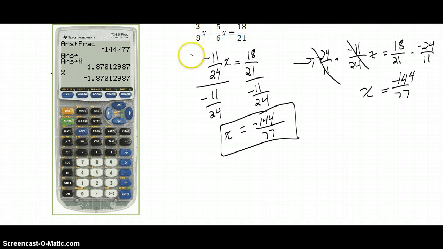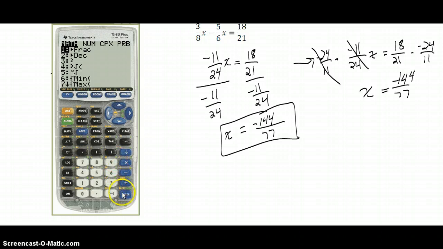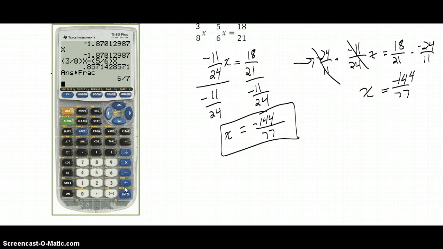So what we do is we simply retype the equation from up here. So we had 3 eighths, so 3 divided by 8 times x, and then it was minus 5 divided by 6 times x. And this should equal what's on the right hand side. So it should equal 18 over 21. Now when you hit enter, you're not going to see 18 over 21. It's actually going to give you a fraction. So we're going to go back here and go to math and fraction. And it does give us 6/7, excuse me.